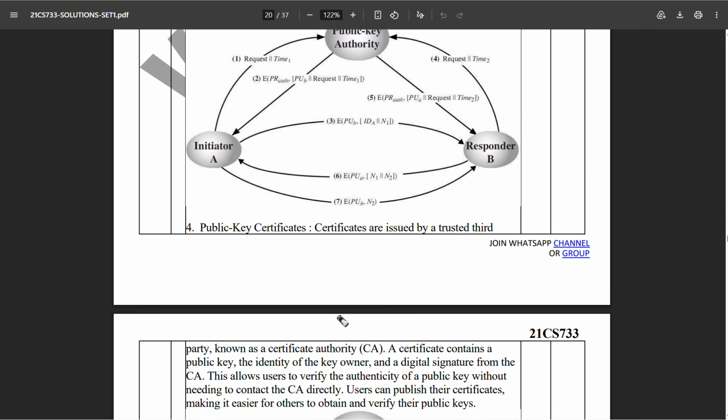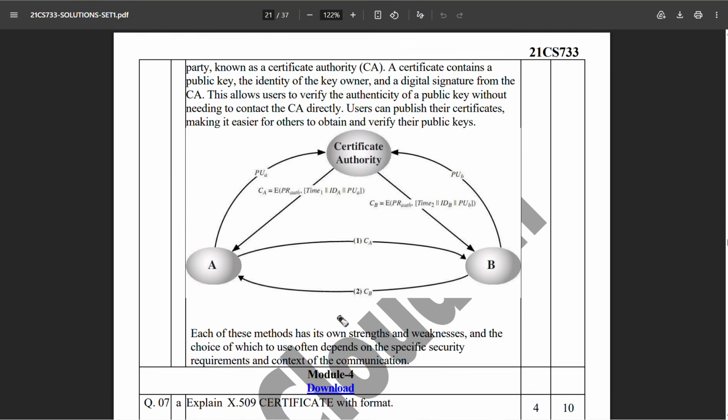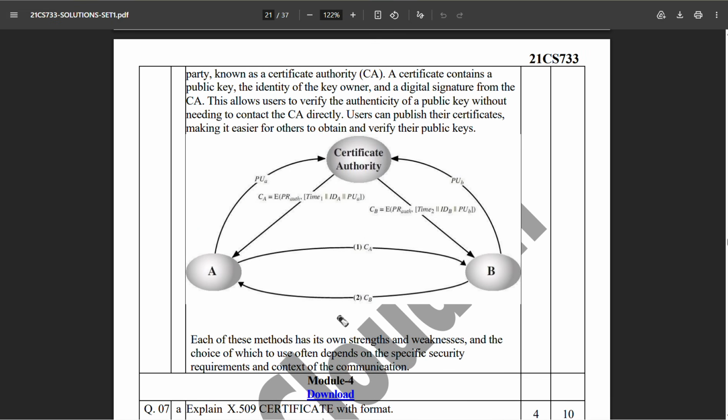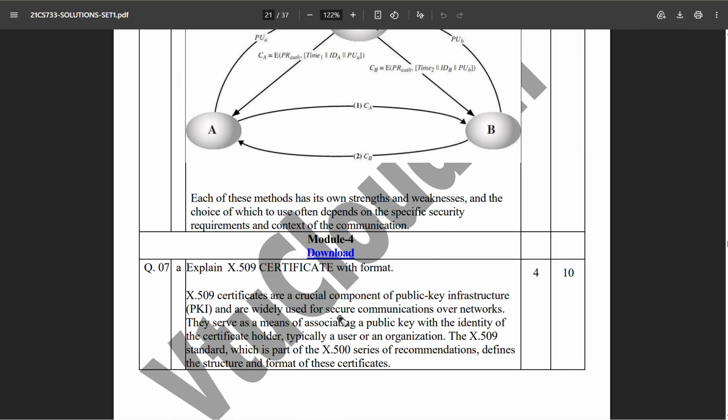Fourth one is public key certificates. In this question, people definitely have to draw diagrams. Without diagrams, you will not get full marks. Coming to module 4, seventh question.